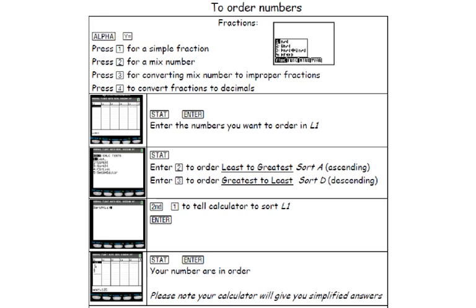You would go to Stat and you would hit enter, and then you're going to enter your numbers that you want in L1, so that's list 1. Then you would go back to Stat. You would enter either 2 for least to greatest, which is ascending, or you would enter 3 for greatest to least, which is descending. And then you're going to hit second 1 to tell the calculator to sort L1. And then you're going to go back to Stat and hit enter where it says edit, and then your numbers will be in order.